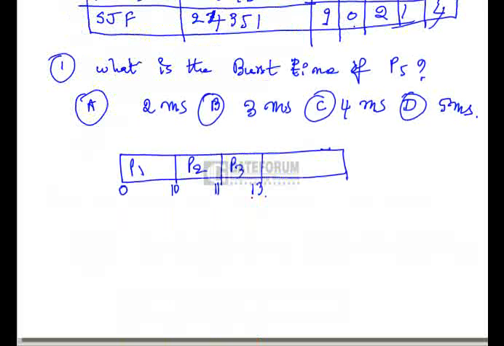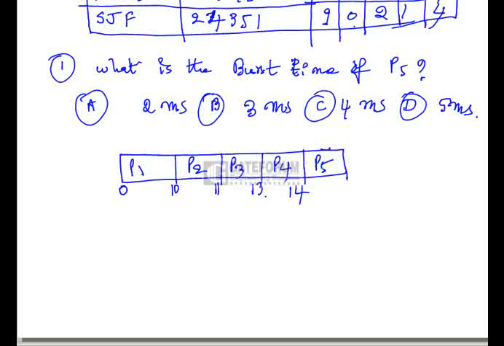P3's burst time is 2, that is 13 minus 11. P2's burst time is 11 minus 10, that is 1. P1's burst time is 10 minus 0. Similarly, P4 waiting time is 13, so we will write P4 in the Gantt chart here. Again, P5 is 14. That means here we will take P5 for execution.